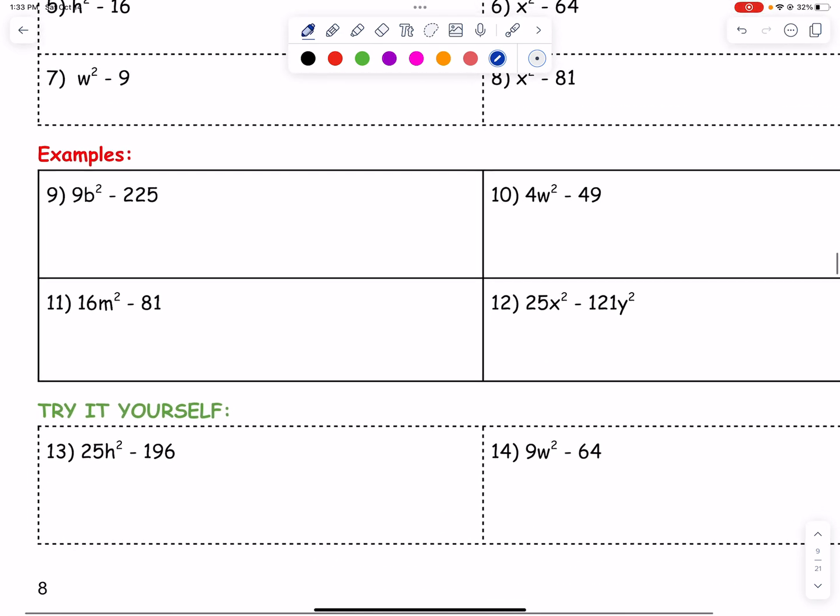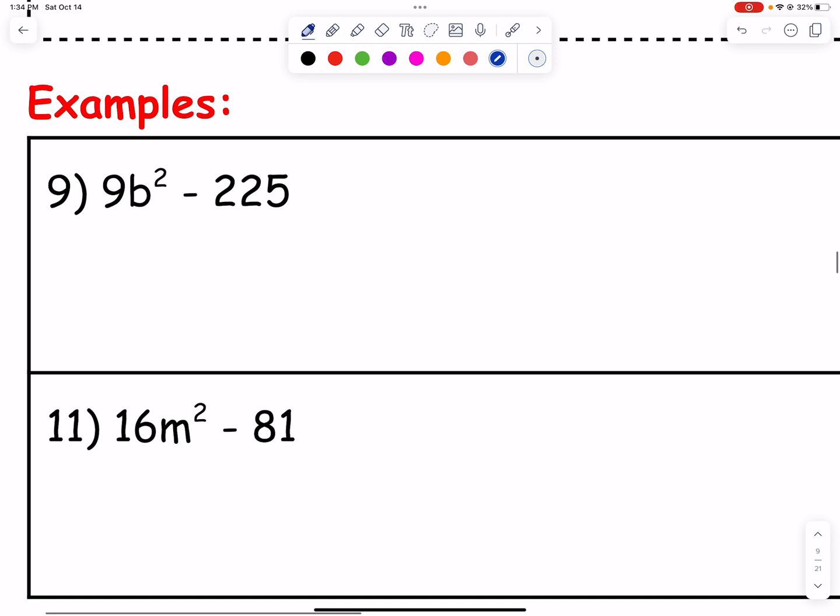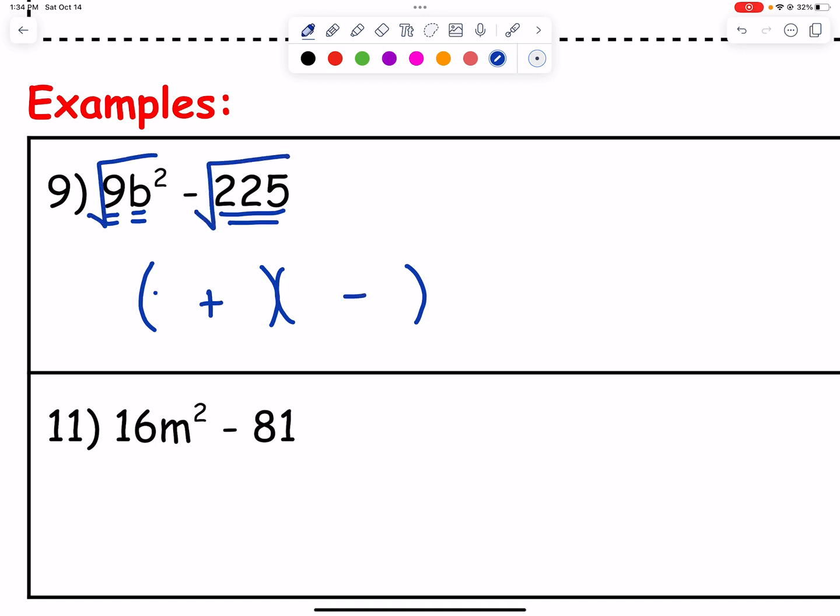All right, so let's just do a couple more down here at the bottom. So we have 9b squared minus 225. This one has a little extra number involved, but it is still a perfect square because 9 is a perfect square and b squared is a perfect square and 225, they're all perfect squares. So we still follow our same pattern. We have a plus and a minus, and then we take the square root of each one.